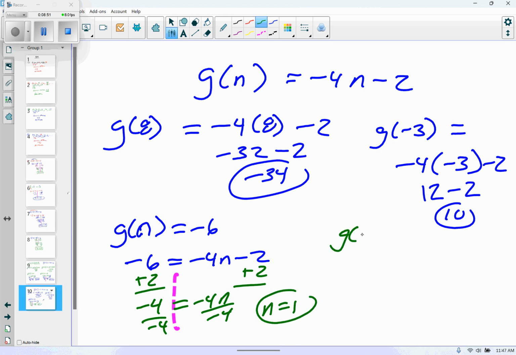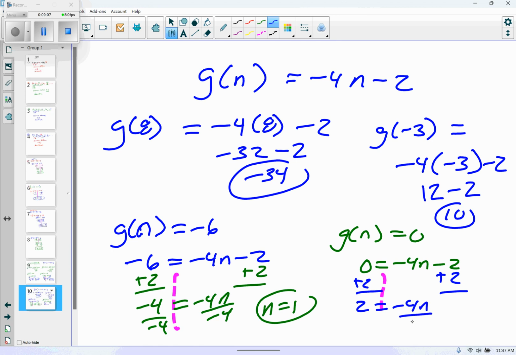And I have g of n is equal to 0. So take the top equation, set it equal to 0, and solve it. Go ahead and add 2 to both sides. 2 equals negative 4n. Divide both sides by negative 4. Reduce the fraction, so I get negative 1/2. Because 2 goes in itself once, 2 goes in 4 twice.